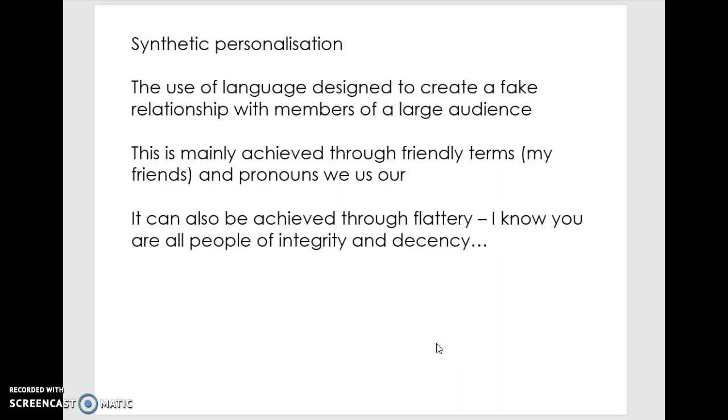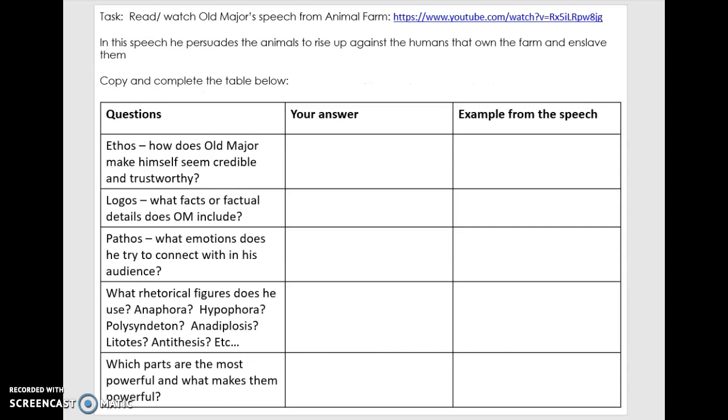But it's really important within speaking not just to create ethos through ourselves and making ourselves seem appealing, but through our relationship. So synthetic personalisation is really part of ethos, that relationship with the audience that makes them want to trust us. Okay, so to bring all this together for this week, I'd like you to look at a speech to see where you can spot these things.